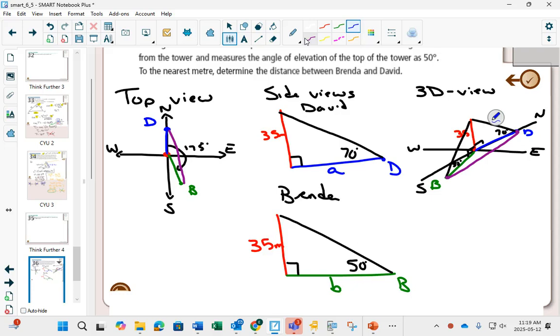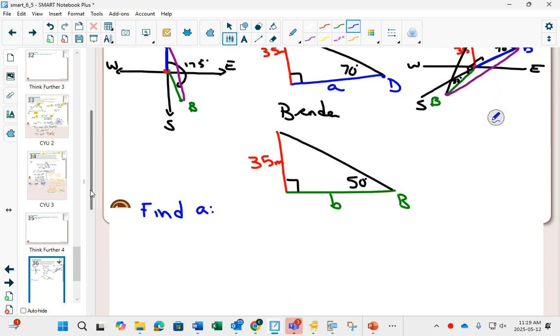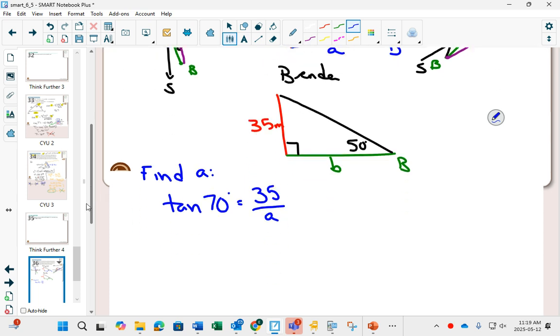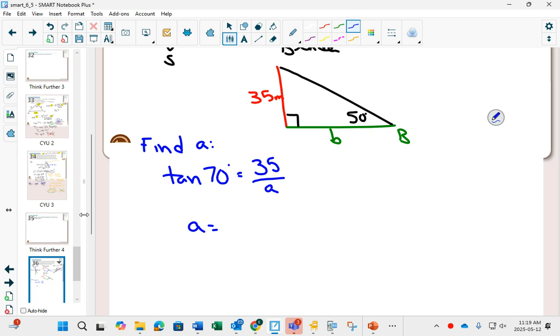So we'll start off with finding A. And if I want to find A, well, SOHCAHTOA here. A is the adjacent side. I know the opposite side, so I would use tangent. Tangent of 70 degrees is opposite over adjacent. And you can multiply both sides by A and divide both sides by tan of 70 to get A by itself.